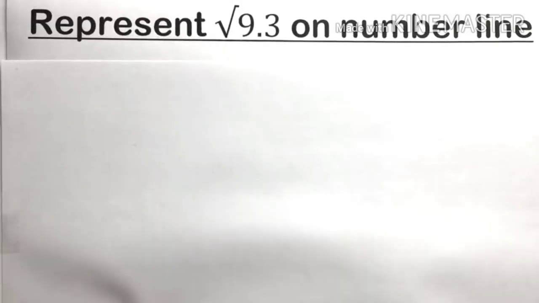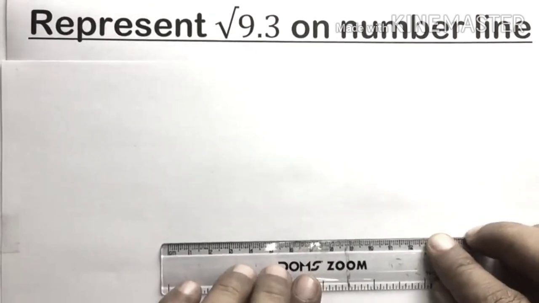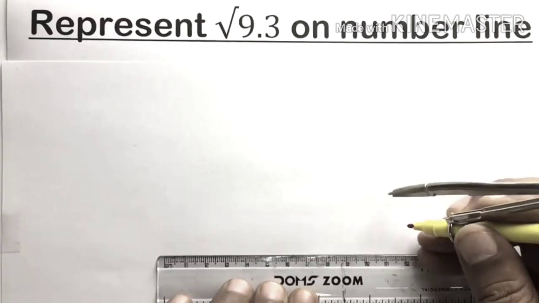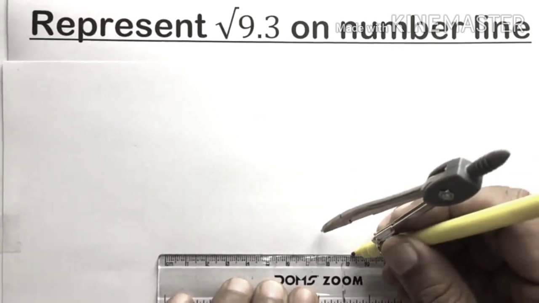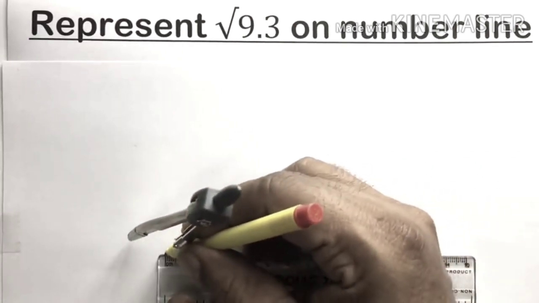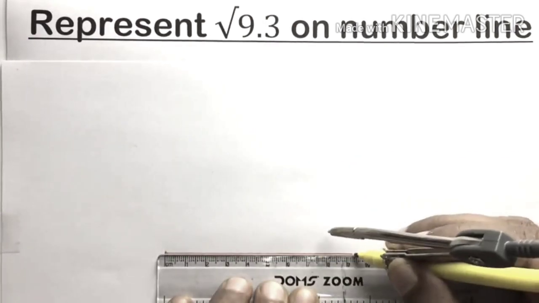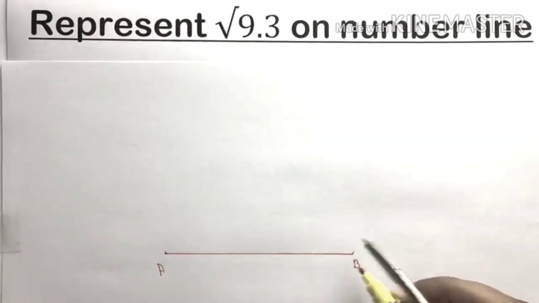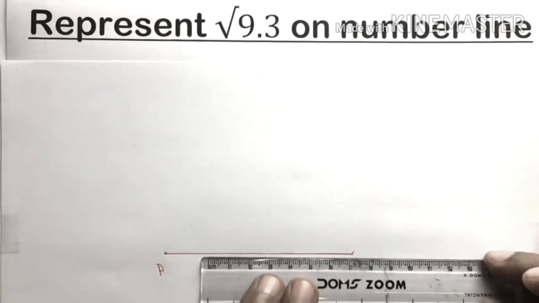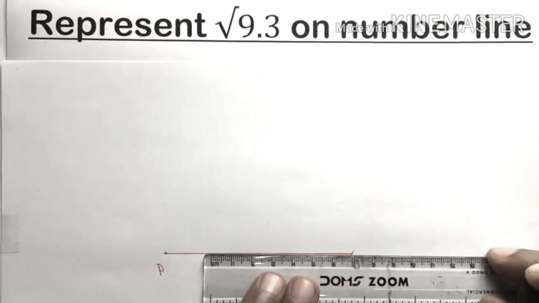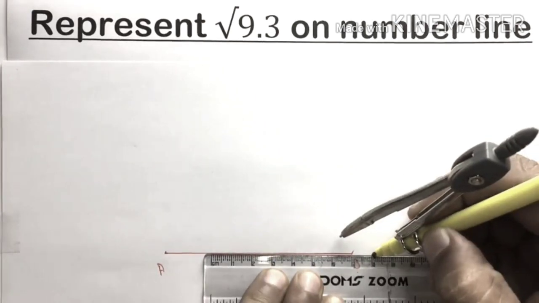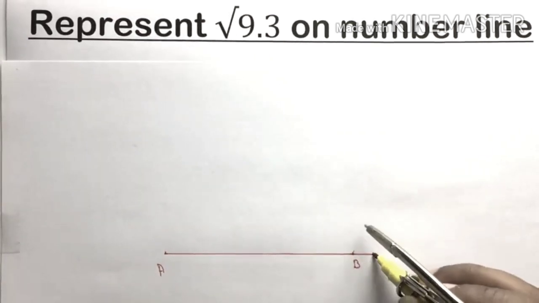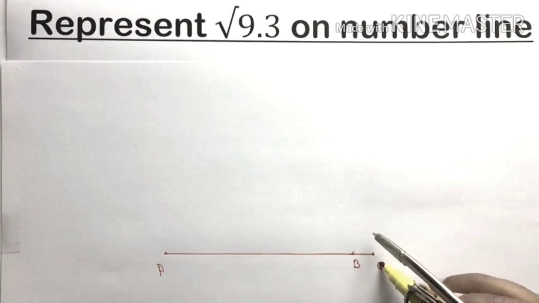Next, we shall discuss question number 4. Represent root 9.3 on a number line. Take your ruler and draw a line segment of length 9.3 centimeter, and label it as A and B. From B extend the length of AB by 1 centimeter. That means from B you have to draw again 1 centimeter forward and label it as C.